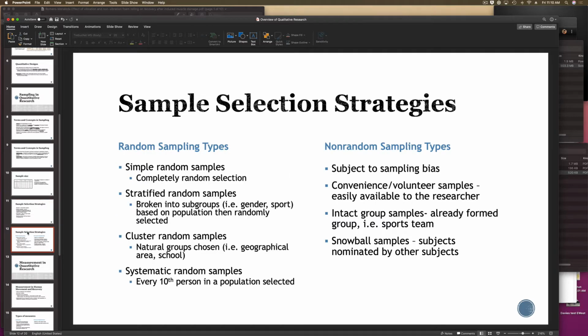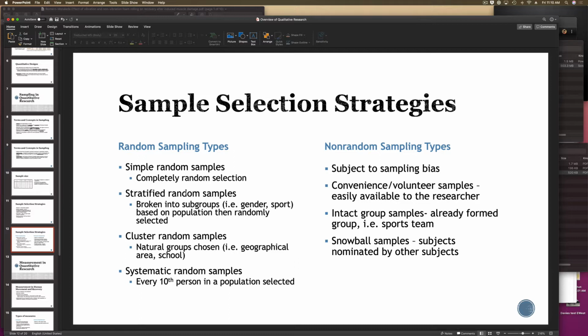So often what we'll see when we read the subject section of the methods for a study is a description of what type of sampling strategy they used. Again, the first two main types are either random sampling or non-random sampling. In random sampling, there are some subcategories that are important to note. A simple random sample means that the people were just completely randomly picked from the population as a whole.